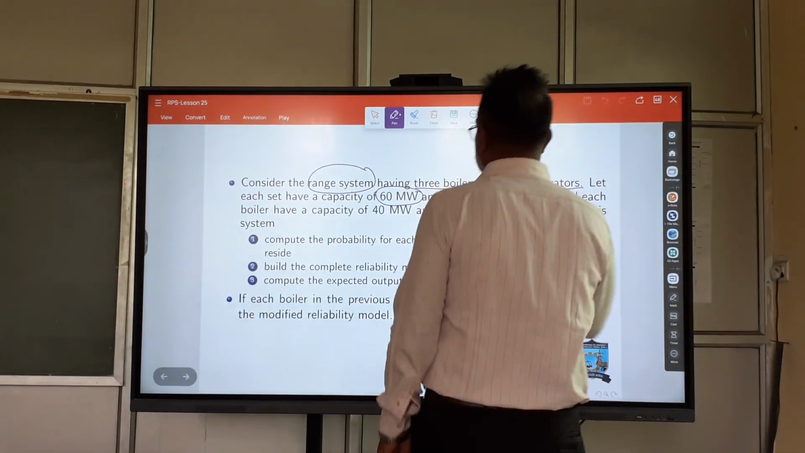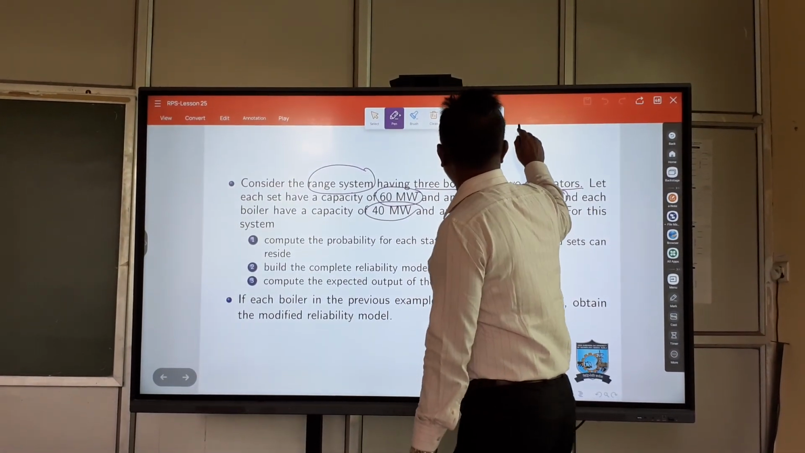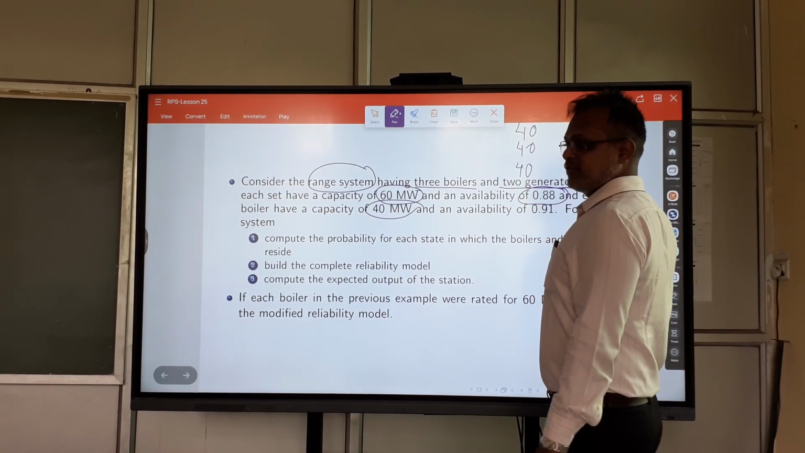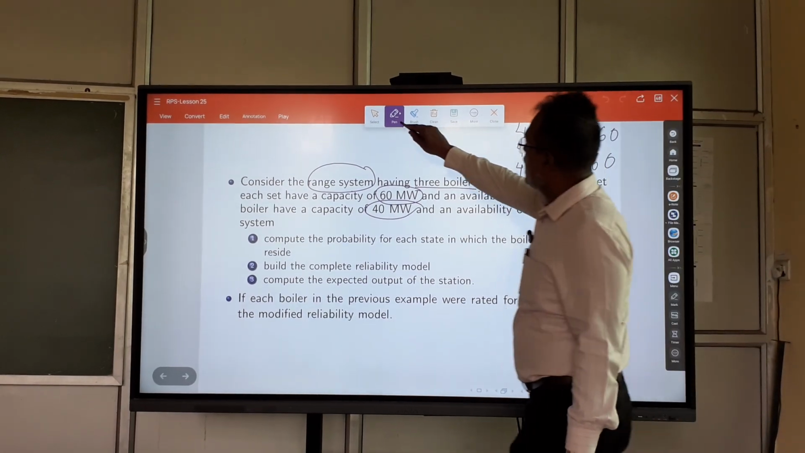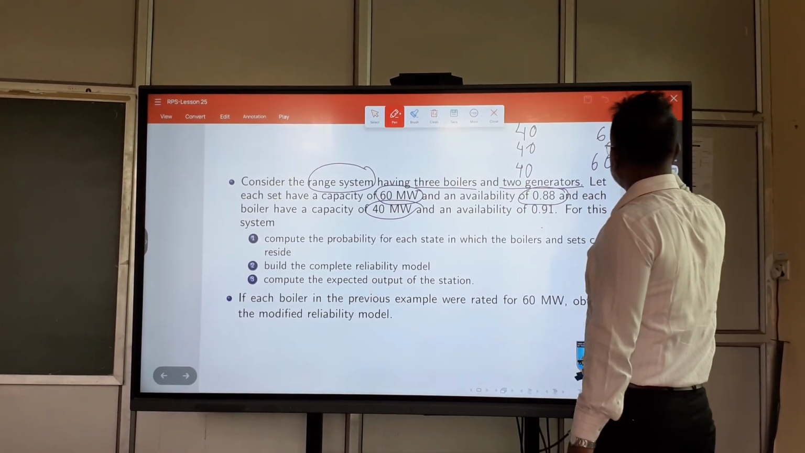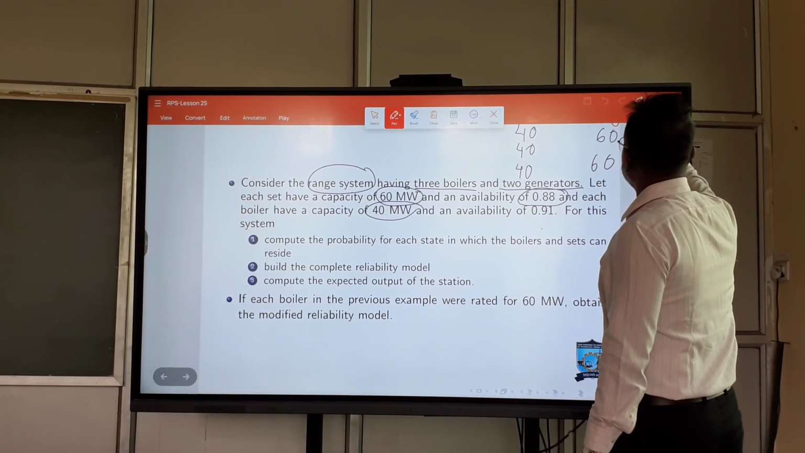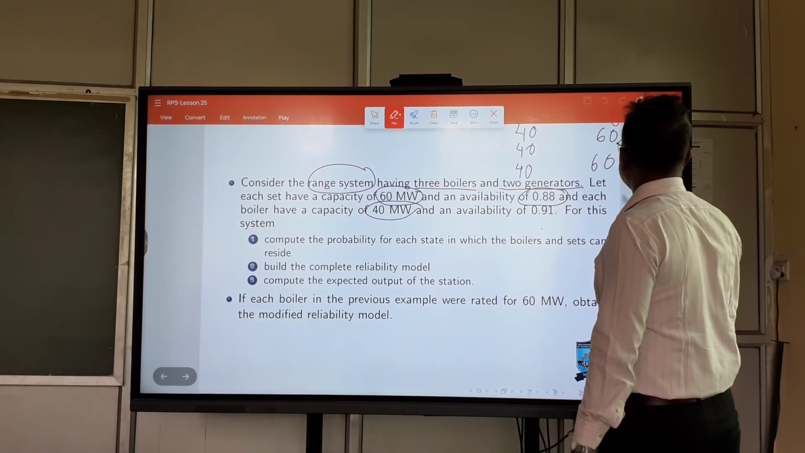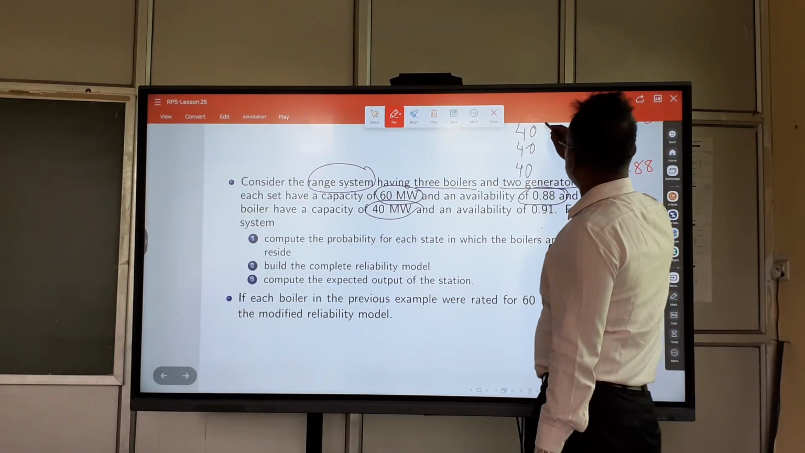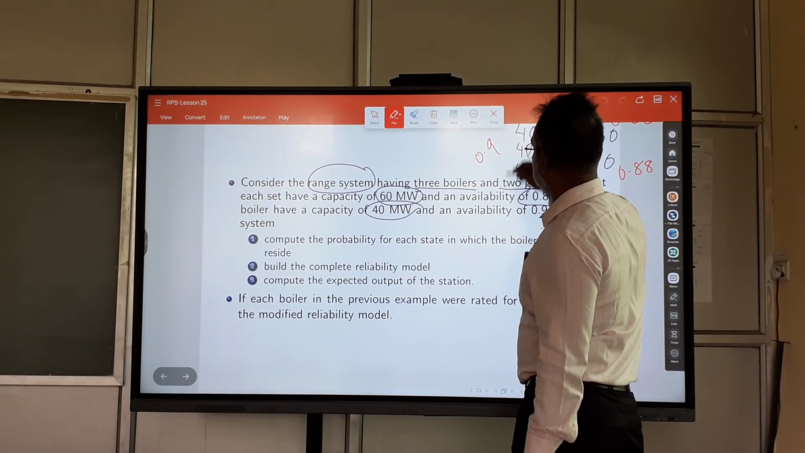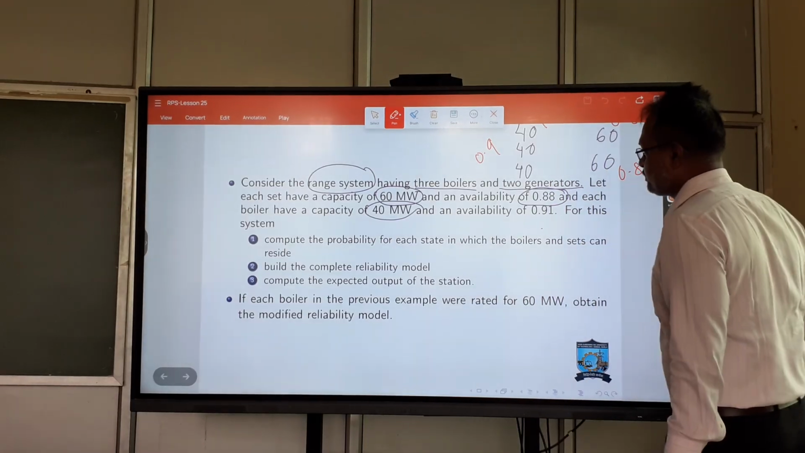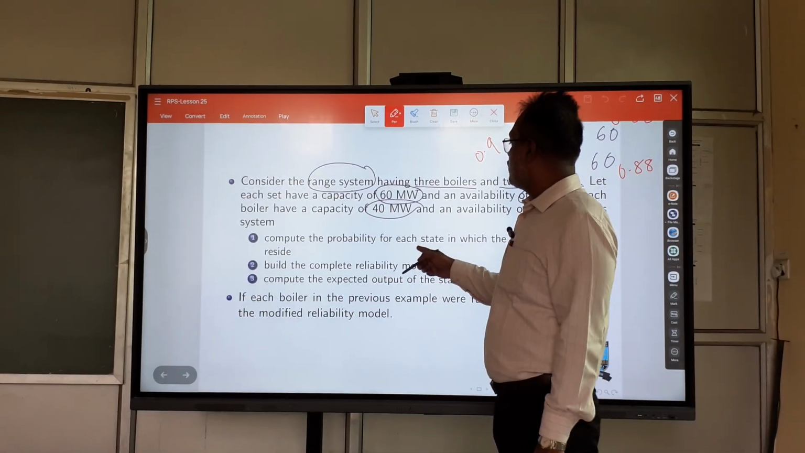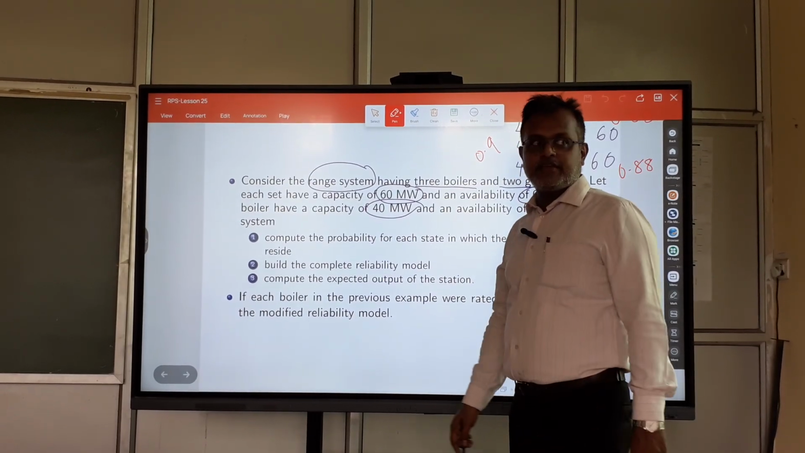And boiler capacity is 40 megawatt. So in your system it is 40, 40, 40. Generator is 60 and 60. The availability is 0.88 for the generator, 0.91 for the boiler. Okay. Compute the probability for each state in which the boiler and the sets can reside.